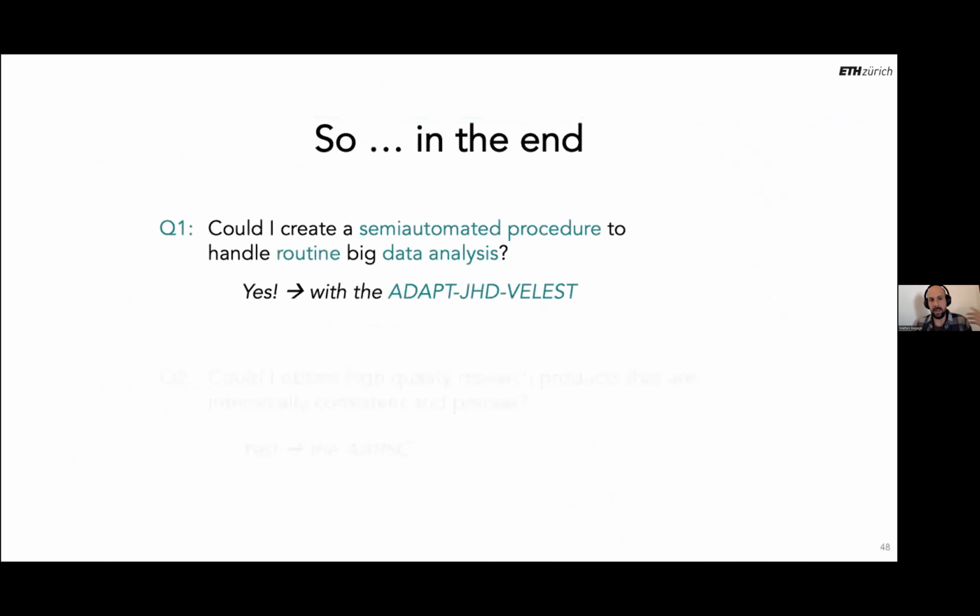So in the end, did I create a semi-automatic procedure? Yes, I did, although it can still be, of course, improved and can be applied to different regions of interest, and maybe also, I don't know, in other subduction zones. The adapted JHD VLS, though, is scalable, and for this reason it will be interesting also to apply it at a smaller scale.